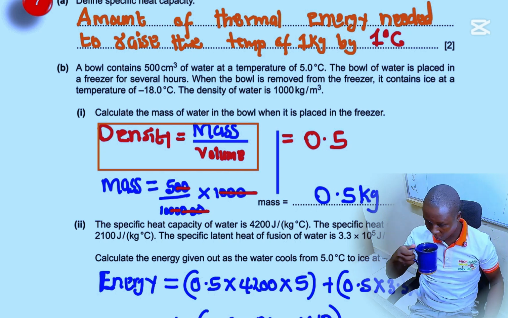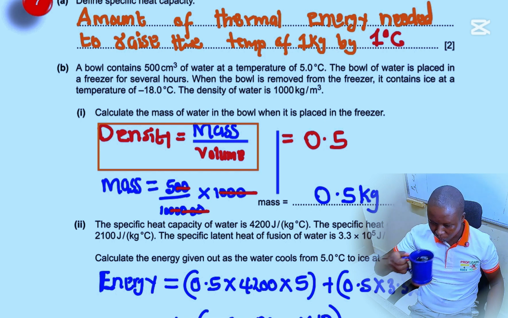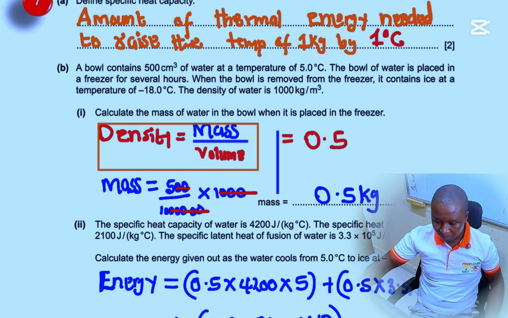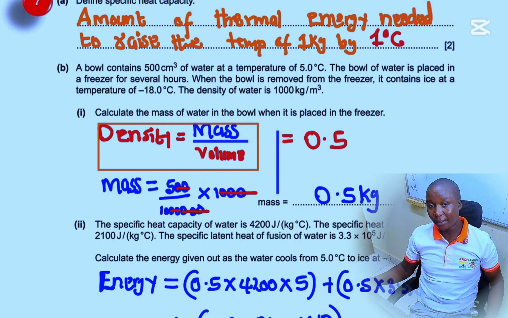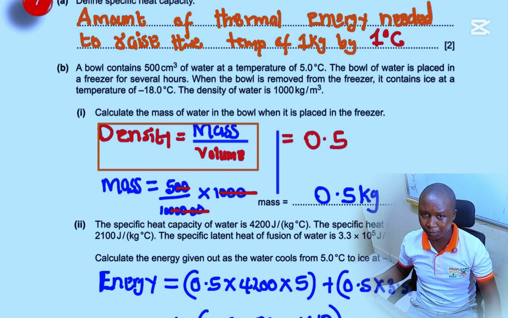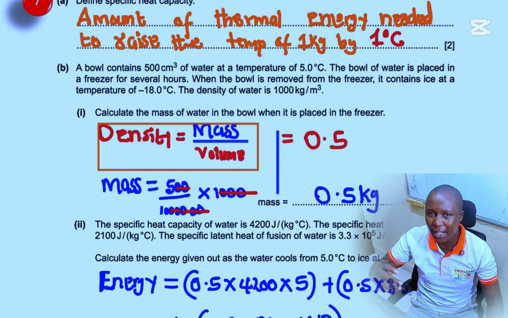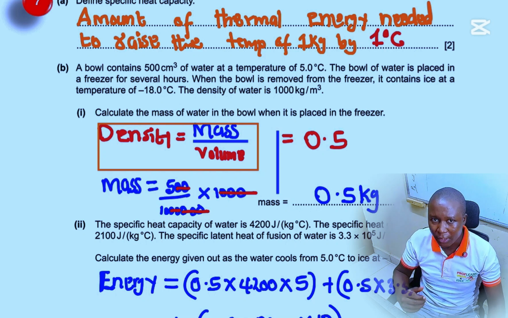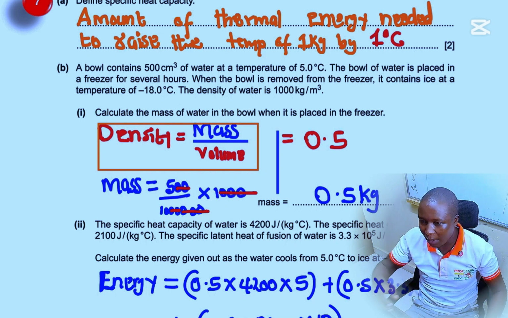Okay. It's very cold here. I'm just having a cup of coffee just to raise a little bit the thermal energy of the body. Yeah, it raises a little bit the thermal energy.